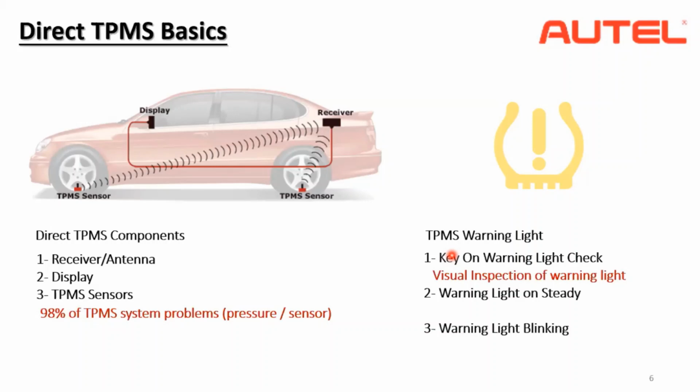Once you're driving and the TPMS warning lamp comes up, if the warning light is steady, that means there is a pressure difference of 25% from the manufacturer specified value. So you can correct the air pressure and it will reset on its own. And if you find the TPMS warning lamp blinking on your dashboard, that means some component of the tire pressure monitoring system is faulty. That component will have to be replaced.